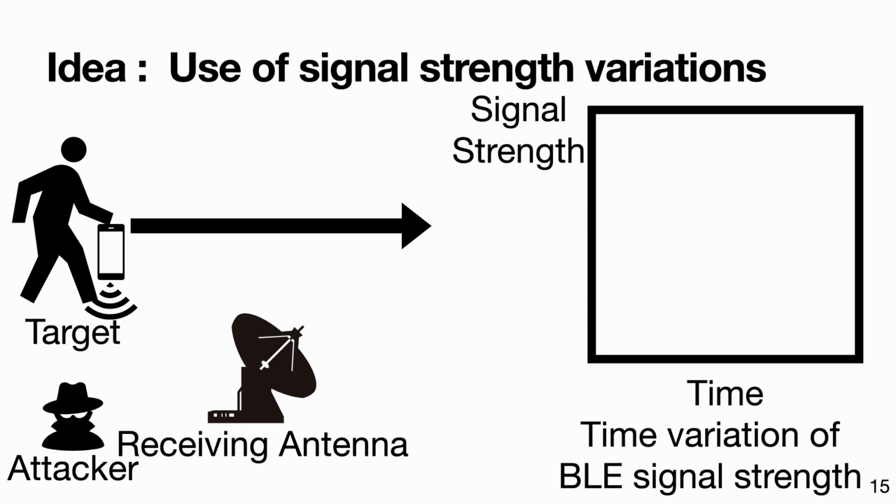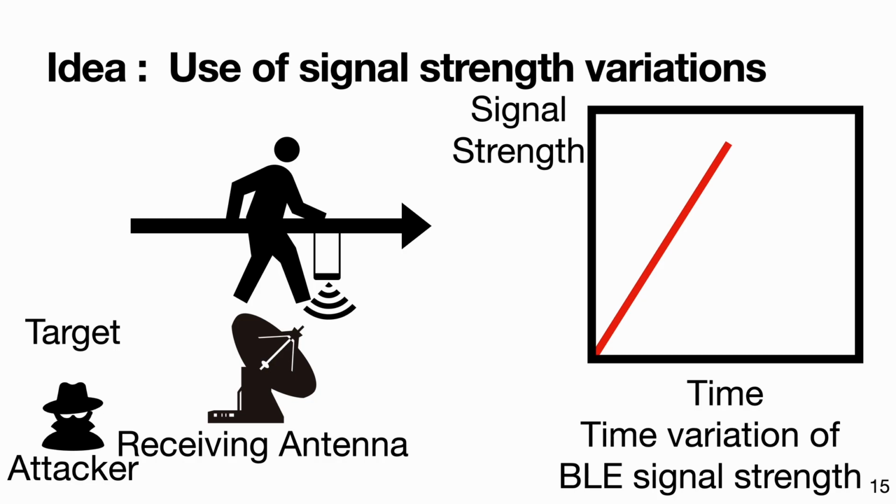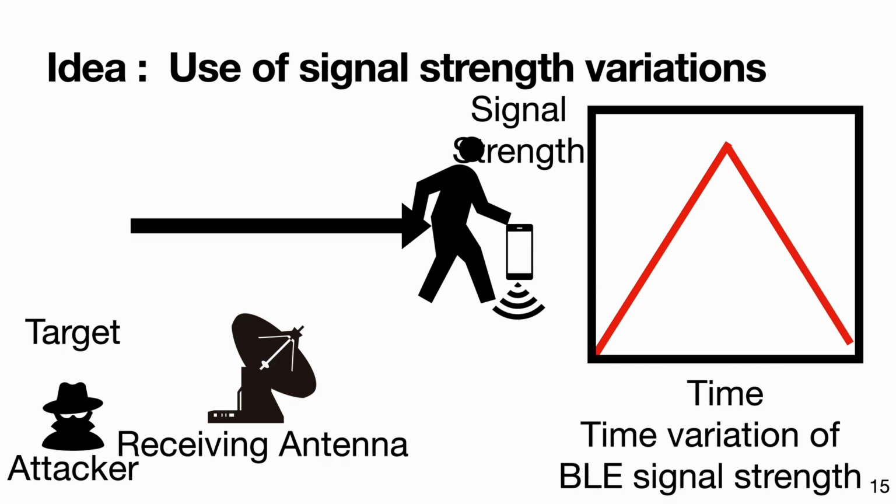The figure on the right is an image graph of the relationship between time and the signal strength. It is assumed that the signal strength increases as the target approaches in front of the receiving antenna and decreases as it moves away. The attacker links the identifier to the sender by using signal strength variations.